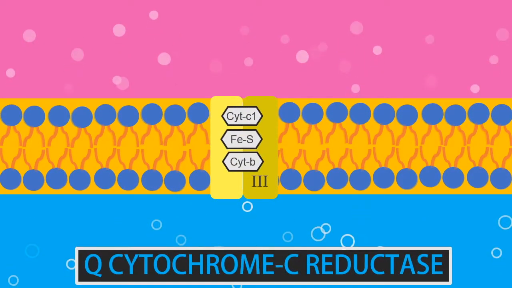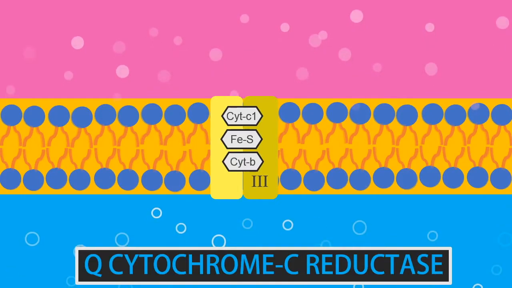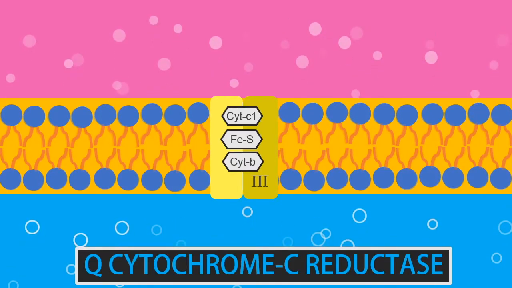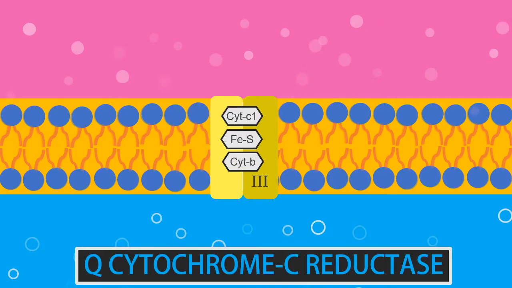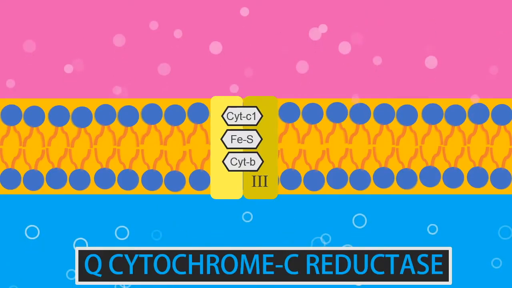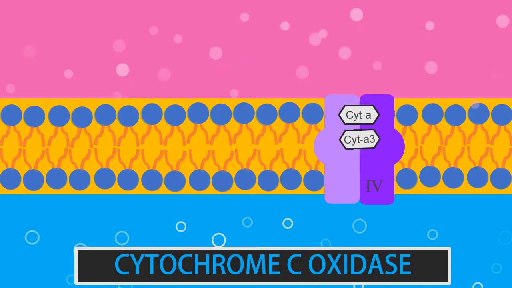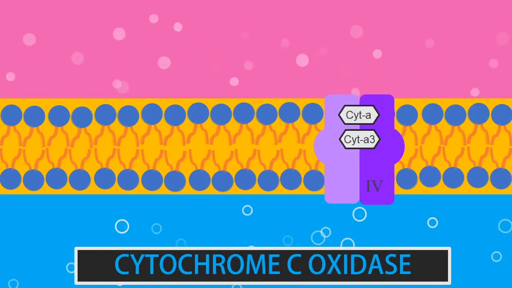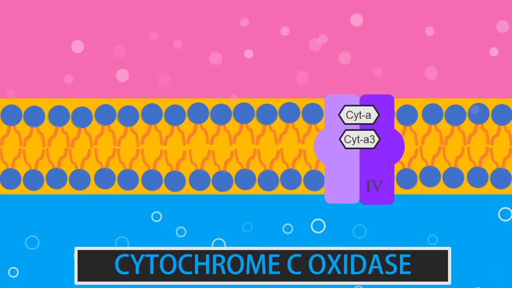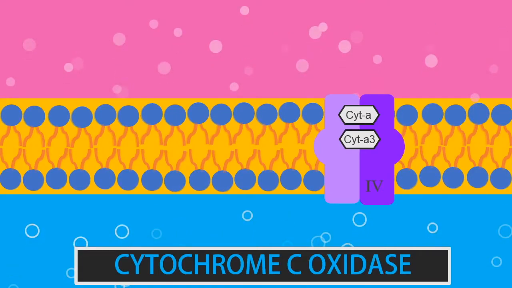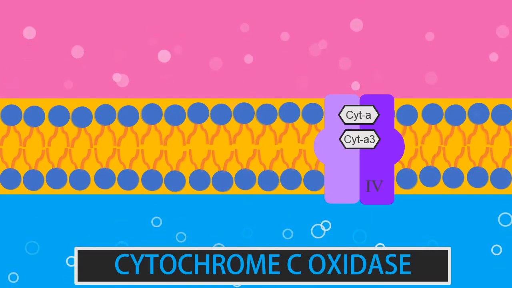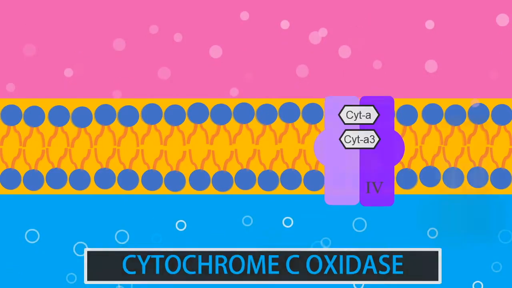Complex 3 is known as Q-cytochrome C reductase. The main job of this complex is to accept electrons from complex 1 and transport them to cytochrome C. And cytochrome C transports them to complex 4, which is also known as cytochrome C oxidase. It is a heme and copper containing complex whose main job is to oxidize cytochrome C.